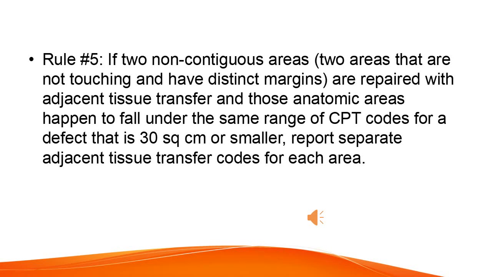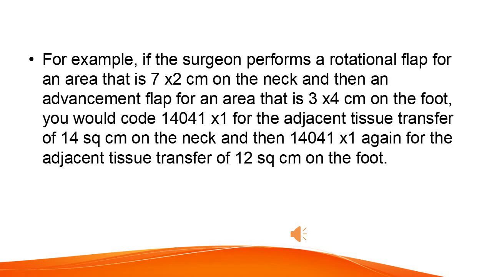For example, if the surgeon performs a rotational flap for an area that is 7x2 cm on the neck and then an advancement flap for an area that is 3x4 cm on the foot, you would code 14,041x1 for the adjacent tissue transfer of 14 sq/cm on the neck and then 14,041x1 again for the adjacent tissue transfer of 12 sq/cm on the foot.